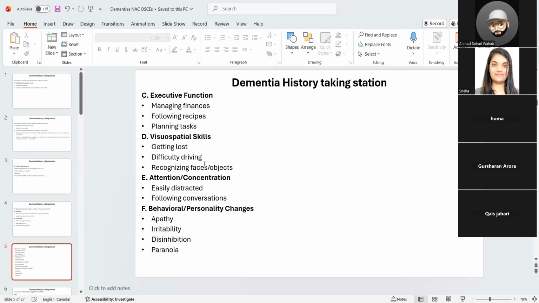Or have you noticed any difficulty while driving? Or have you had any difficulty in recognizing things? They will say yes or no. This will give you an idea if they have any visual spatial deficits.